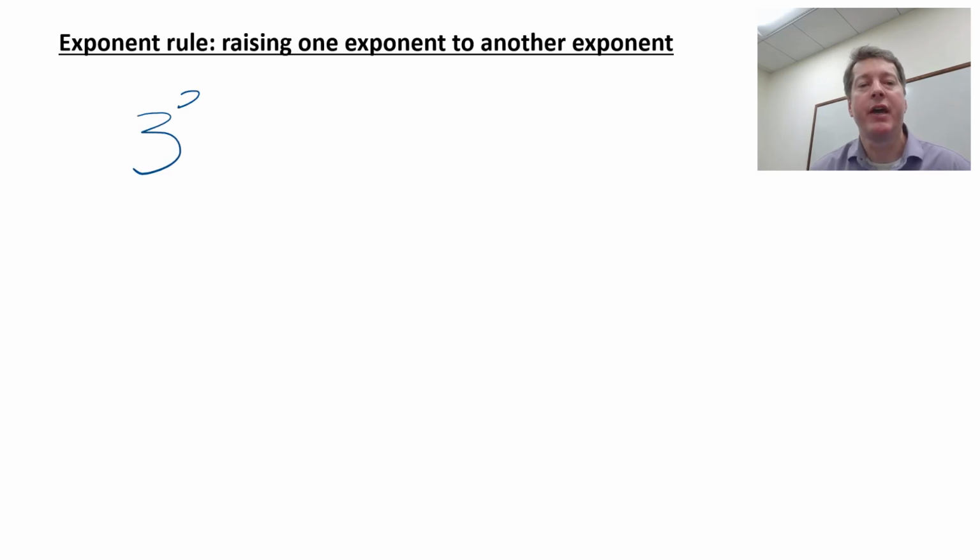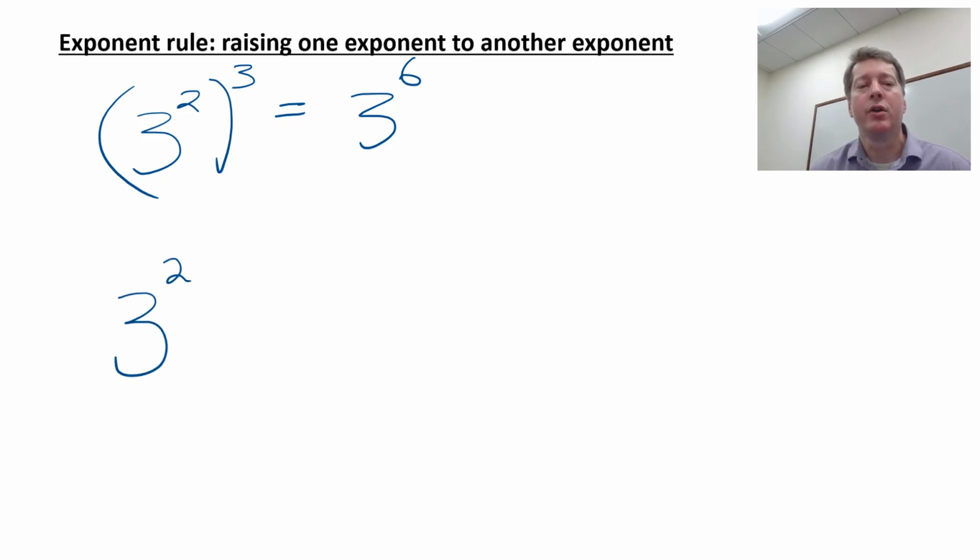Suppose you had 3 squared, cubed. That's simply 3 to the 6. You multiply 2 by 3. You multiply the exponents.